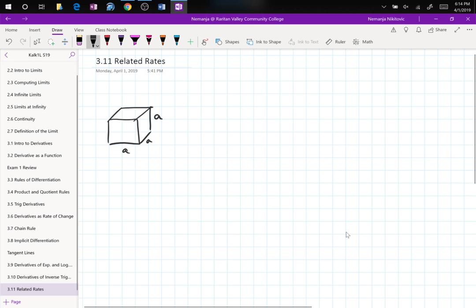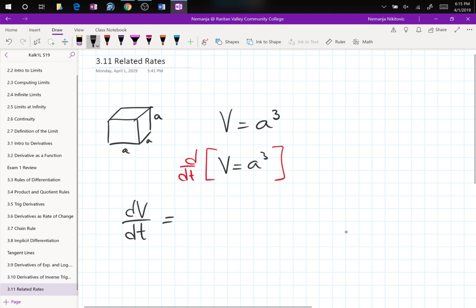So let's observe volume. That would be one of the most frequent cases. So volume of the cube is a cubed, right? So that's the volume of the cube. And now you are observing the volume of the cube as it's changing in time. So I'm going to take the derivative with respect to time. What I get as a derivative of V is 1, but then followed with the chain dV/dt, because I took the derivative of V with respect to t.